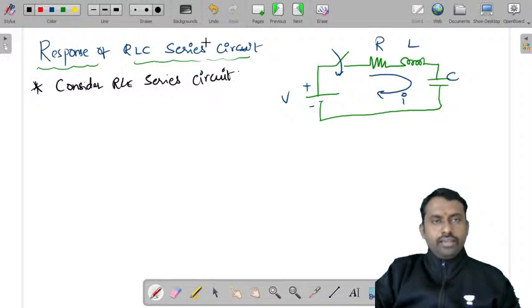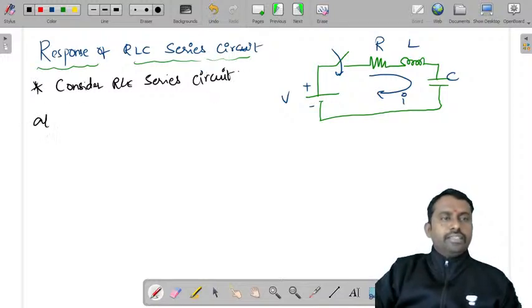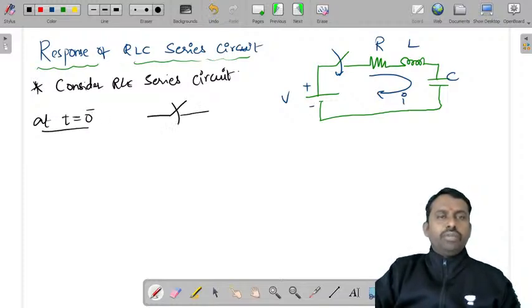Consider an RLC series circuit. So you have an RLC series circuit. At t equal to 0 minus, if you observe the operation of this switch, it goes from off position to on position. That means at t equal to 0 minus, it is in off.